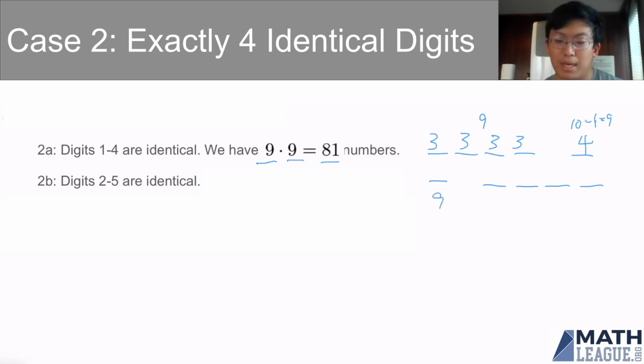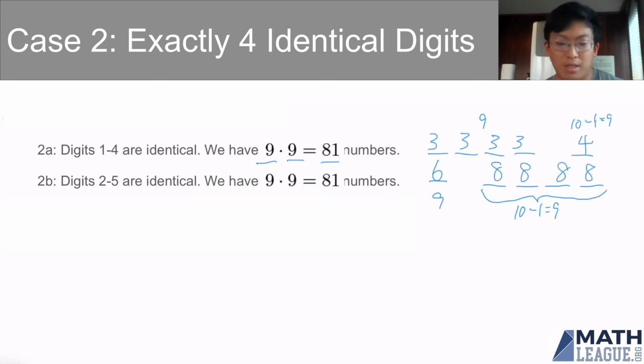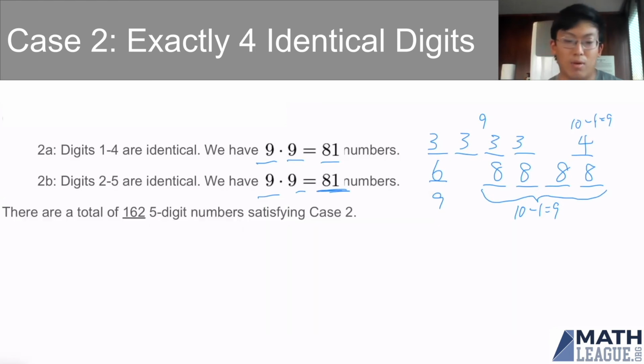The first digit can be anything except for 0, let's say 6, and the last 4 digits simply have to be different from the first digit, giving us 10 minus 1 equals 9 choices. Let's say we choose 8. And that gives us, again, 9 times 9 is 81 numbers under the second subcase of case 2. And if we add these two subcases together, we get 81 plus 81 is a total of 162 five-digit numbers under case 2 with 4 consecutive identical digits.